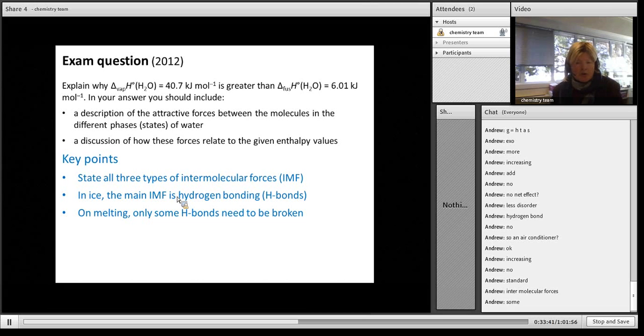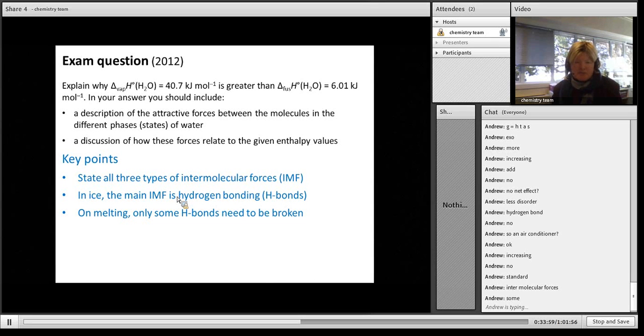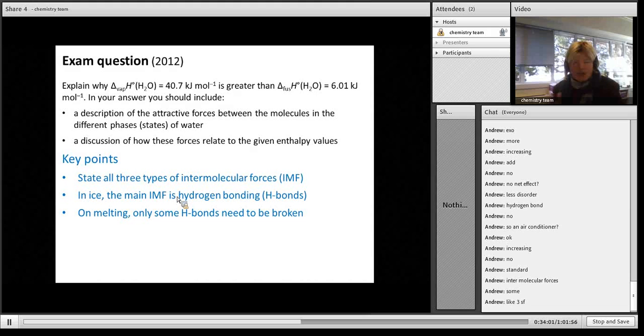Before I go further, do you notice that I have used abbreviations there, like IMF and H bonds? You can do that in the exam, but only after you have explained what that abbreviation meant. So can you see my first statement? I said state all 3 types of intermolecular forces, and then I put IMF in brackets.